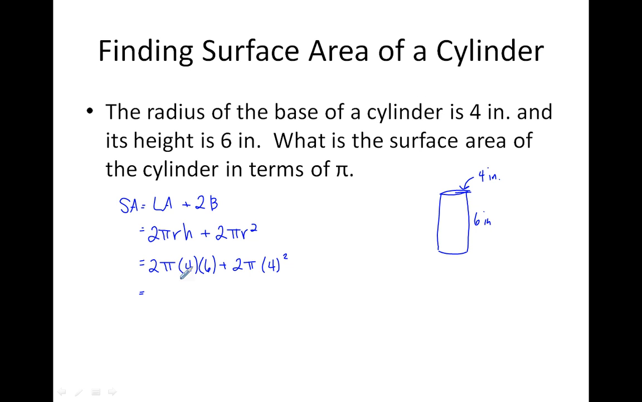So 2 times 4 is 8, times 6, 48 pi. We're going to add to that 4 squared is 16, times 2, 32. Alright, 48 plus 32, we have 80 pi. Our unit is inches, so our answer is inches squared. So we have 80 pi square inches.